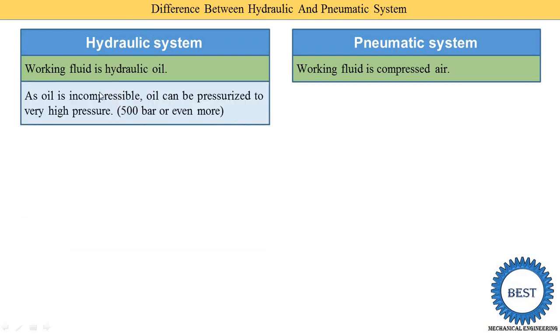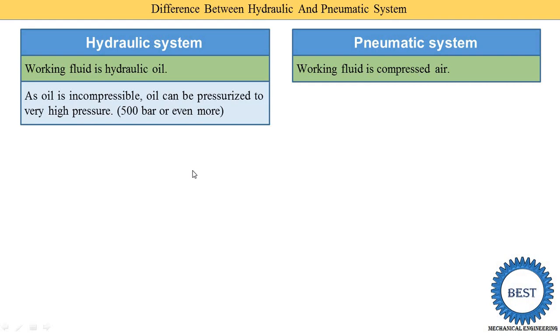Second point, we know that oil is incompressible, and oil can be pressurized to a very high pressure. Why? Because it is incompressible, when we increase its pressure its volume does not change, and when the volume does not change, we are able to increase the pressure of the oil up to a very high level. Here a value is written: 500 bar or even more than 500 bar is possible.